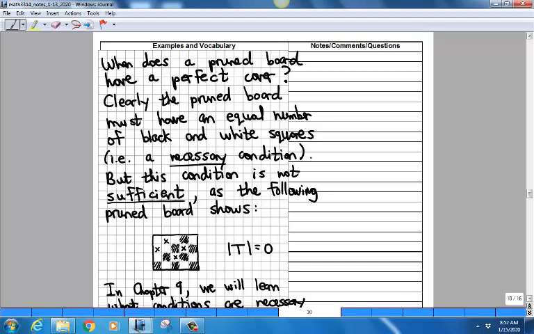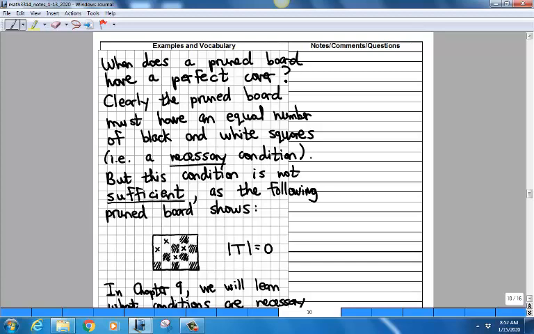Well, how can you cover the original one without cutting these off? What's an easy way? Just line them up, right? So you could cover these two, these two, and so forth. So the original chessboard does have a perfect cover, but we can see that if we prune these 3 squares, we're not going to have a perfect cover, even though you have an even number of white and black squares.